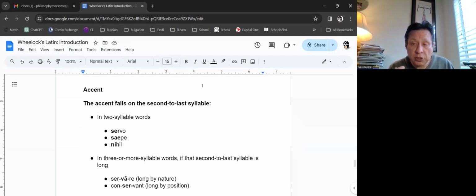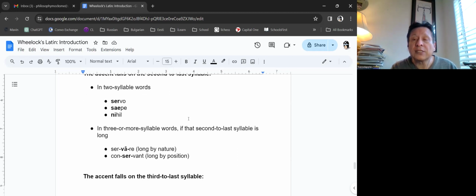So where's the stress basically? It's really easy. Latin's really easy. If a word has one syllable, obviously the stress goes on that syllable because there's no other place to put it. If it has two syllables, it goes on the first syllable because the rule is it goes on the second to last syllable. So in two syllable words, it's servo, saepe, nihil. It's not servo, saepe, nihil. That would be accenting the last syllable. We don't do that in Latin.